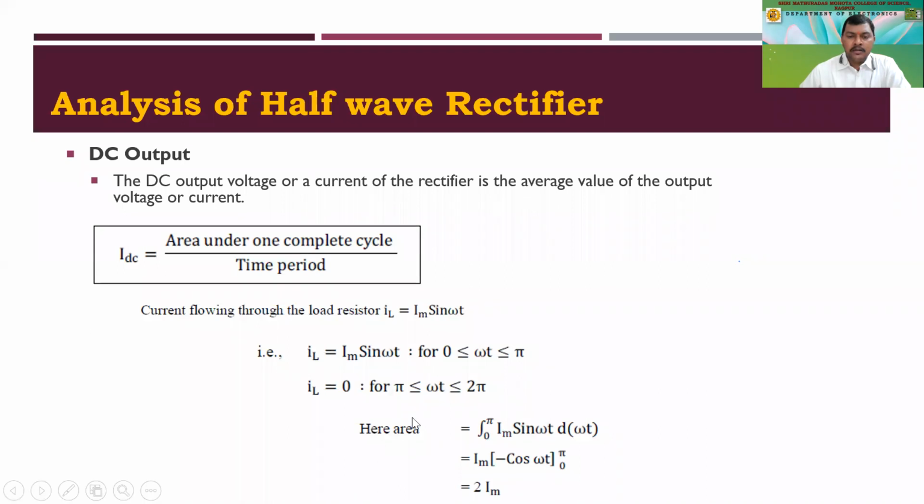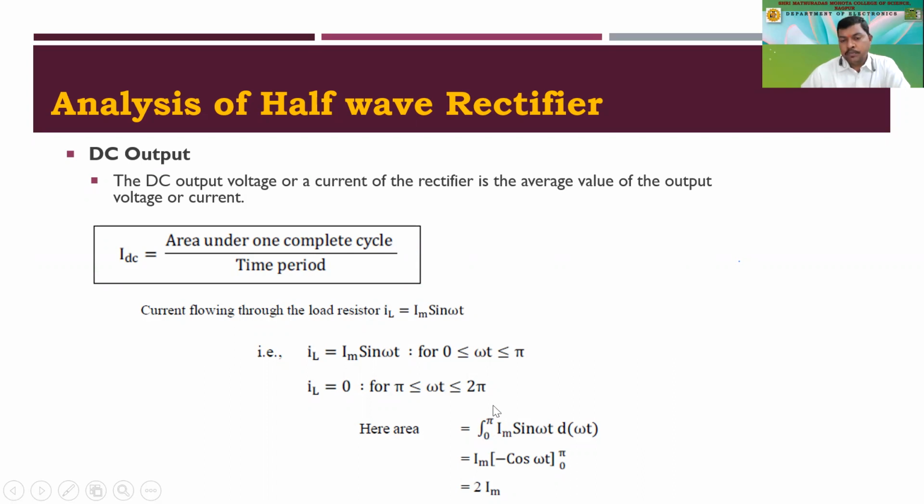Now, how do we calculate the area? The area will be equal to the integration from 0 to pi of Im sine omega t d omega t. This is the integration that gives the average value of the output current. In the 0 to pi region, we have the highest current flowing, that is the positive half cycle.